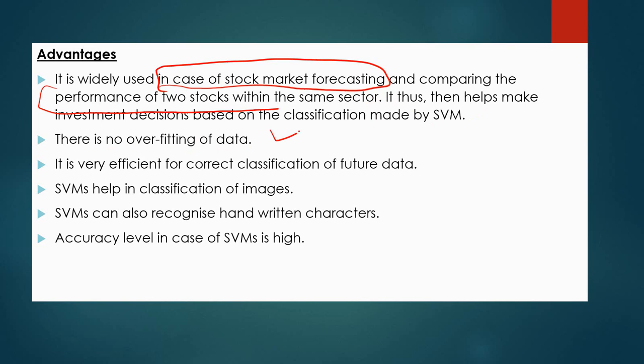There is no overfitting of data. It's not very prone to overfitting. It's very efficient, and it classifies future data very efficiently. It is very useful in classifying images. So that's very useful for companies like Google, who classify images, and Facebook, and so on.